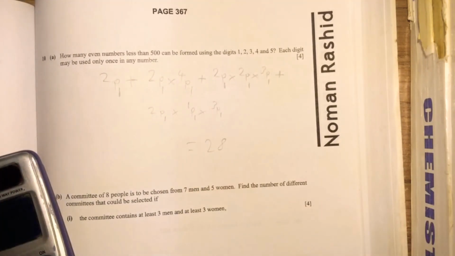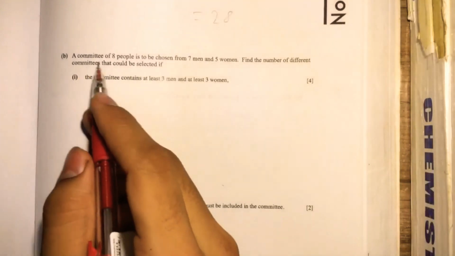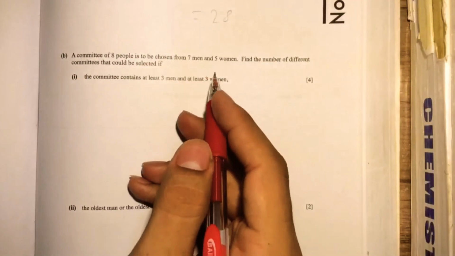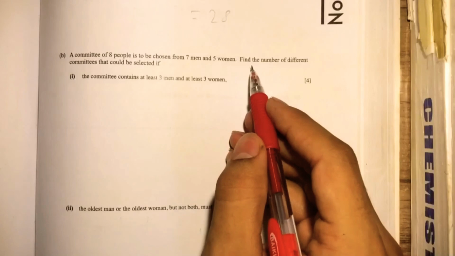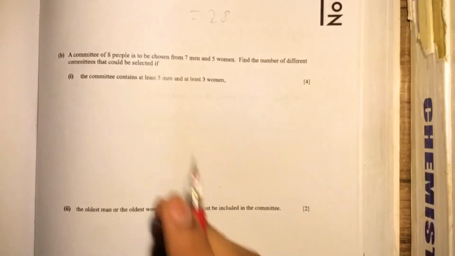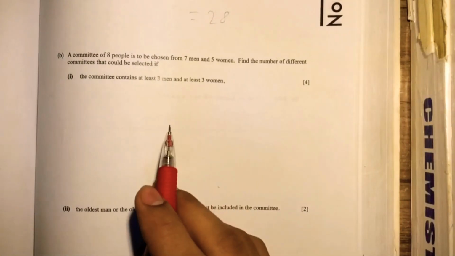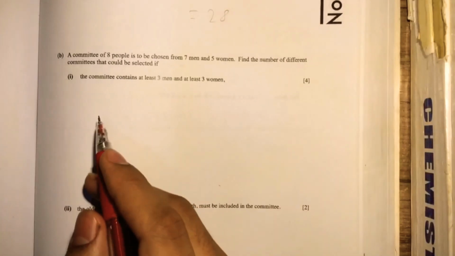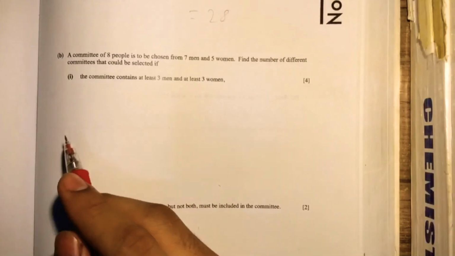28. The next part is a committee of 8 people is to be chosen from 7 men and 5 women. Find the number of different committees that could be selected. Over here there is a group of people, so we'll be using a combination as the position does not matter.